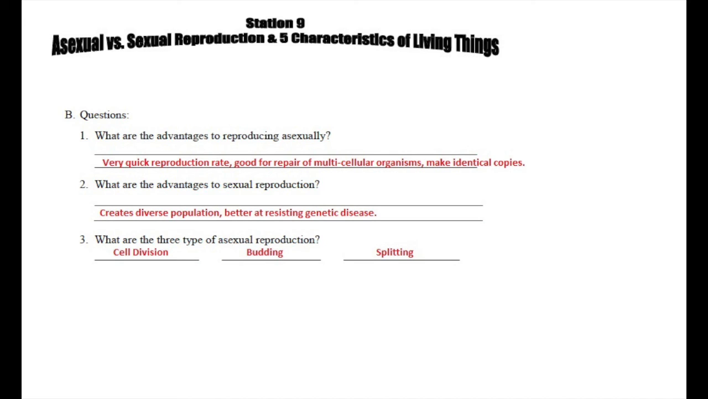So the questions that are on here, oh, this is back from Station 9. I got my slides mixed up, so just bear with me. The advantage to reproducing asexually is that there's a very quick reproduction rate. It's good for the repair of multicellular organisms like your skin cells and your muscle cells, and it makes identical copies of the cells. The advantage of sexual reproduction is that you get a diverse population that is better at resisting genetic disease.